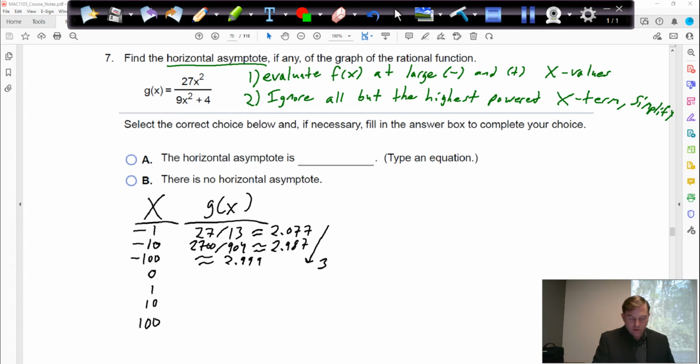Okay, what if we plugged in 0? So if you plug in 0 on top, you get 0, and on the bottom you get 4, you get 0 over 4, which is 0. So that's kind of an interesting one.